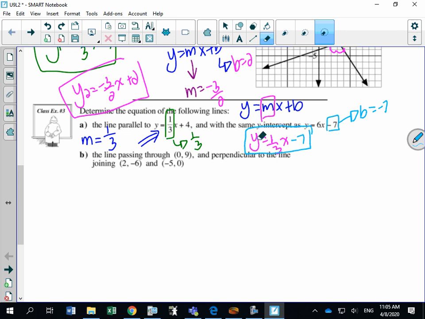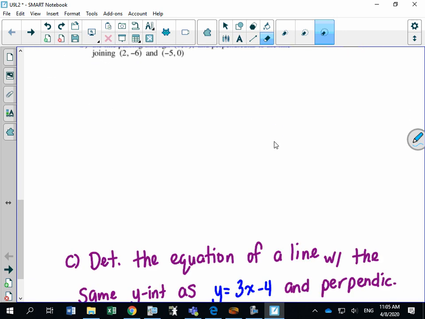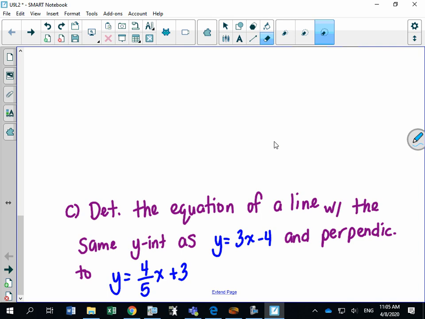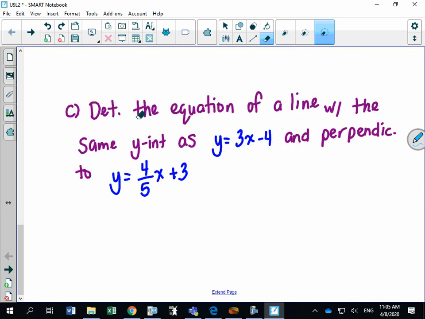Okay? To see if you sort of understood this, take a minute and let's skip down to C. I want you to write this somewhere in your workbook and then pause it when you've written it. Okay, let's do this question together. Determine the equation of a line. So I know that the equation of a line is in the form of y is equal to mx plus b, right? That's what I know.